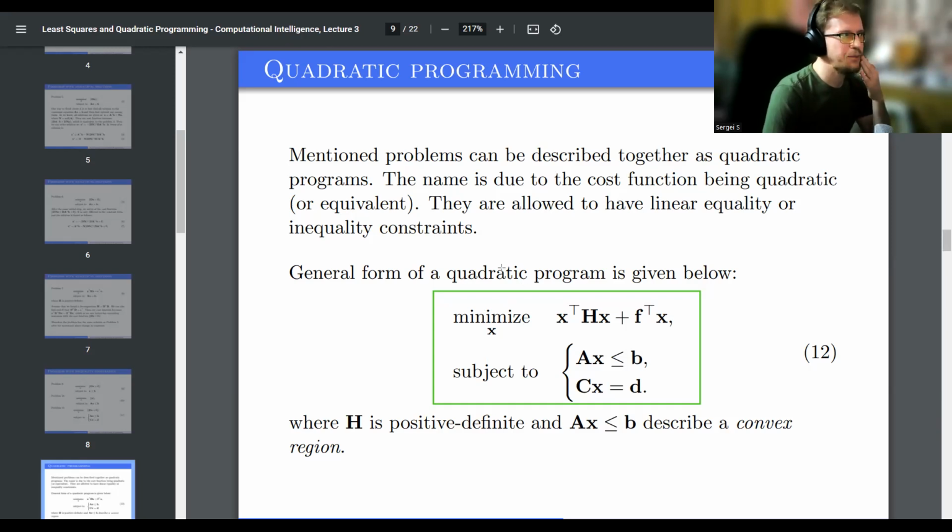Same as pinv is a solution to a specific problem, AX equal to B. Quadratic program is a solution to this specific problem. It's just a little bit bigger, but only this one. Okay, thank you. No problem.